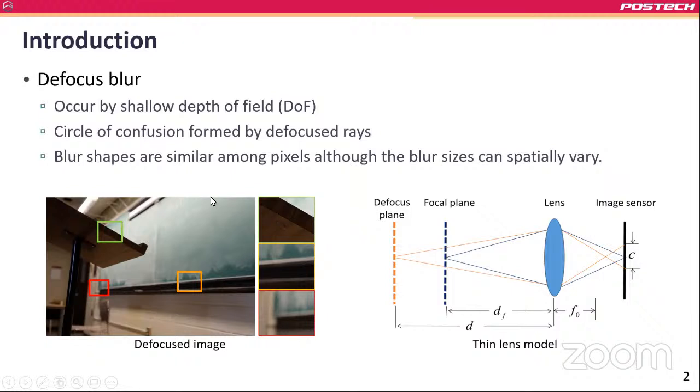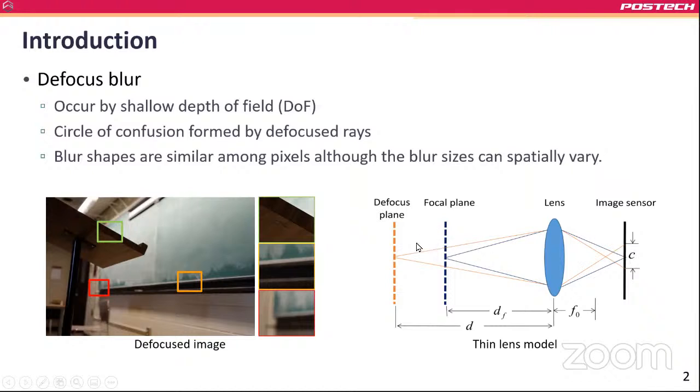This defocus blur is caused by some circle of confusion. This is a simplified camera model, and we have a focal plane. Focal plane means that an object at the focal plane will be very sharp on the image sensor, the image plane. But some other objects away from this focal plane will be blurry, because you can see that one point on this defocus plane will be mapped onto some circle, not a single point. Then we have some blur.